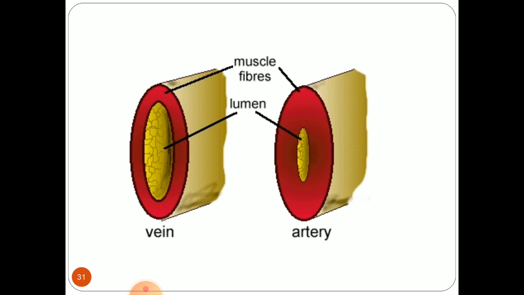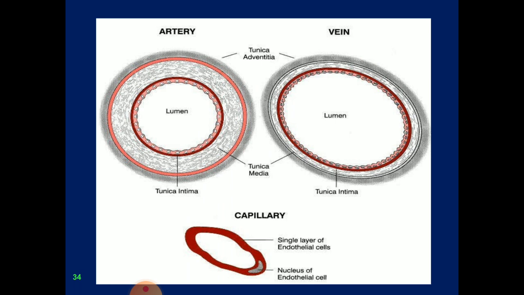This is the basic diagram to show the comparison of lumen and the wall between the artery and the vein. Here we can see the lumen is larger in case of vein and the wall is thicker in case of arteries. This is again the comparison between the artery and the vein on the basis of their lumen and the wall thickness.